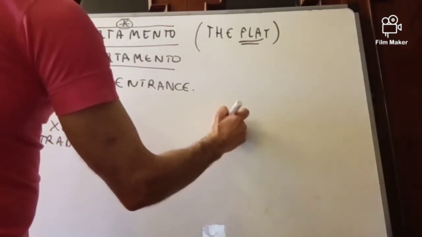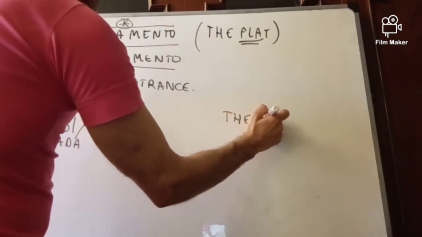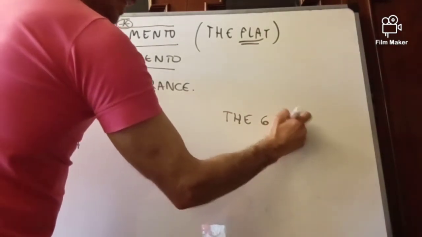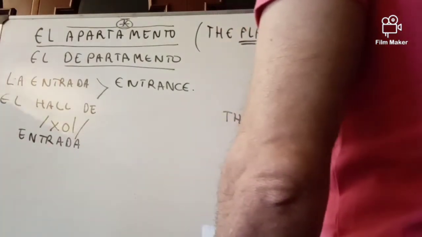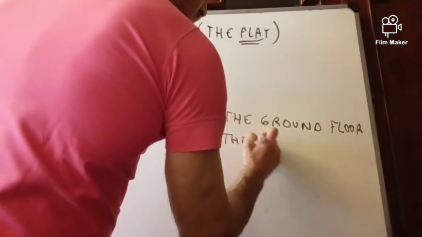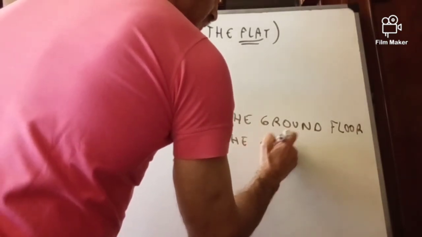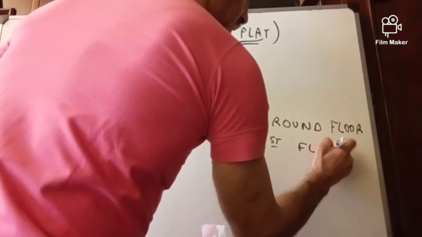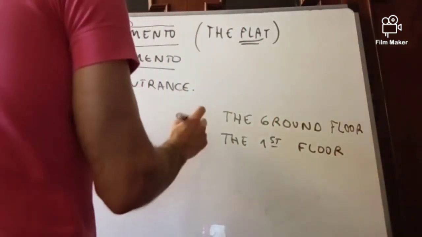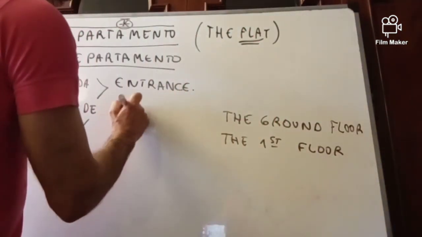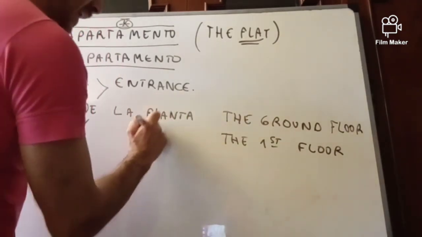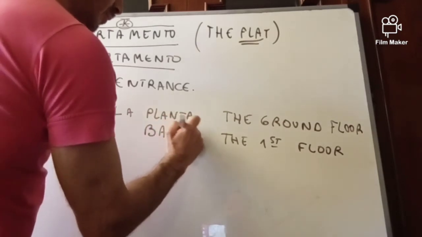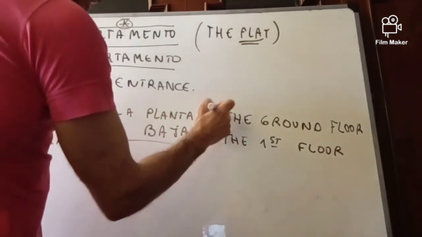What you call the ground floor in England, in Britain, or the first floor in American English, is what we call la planta baja. La planta baja is this.